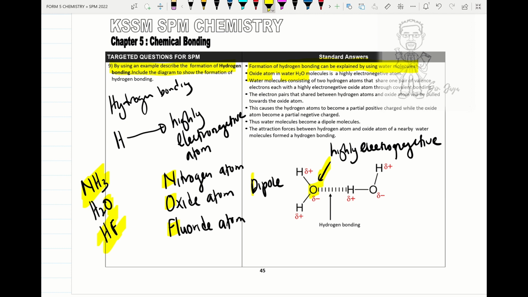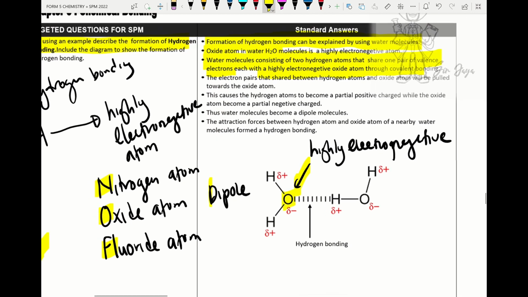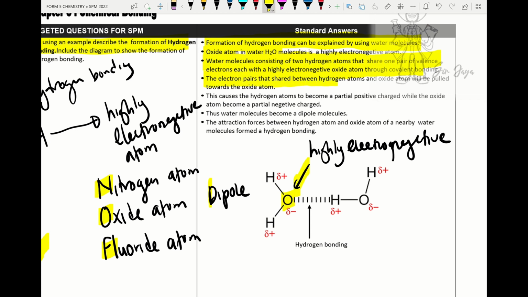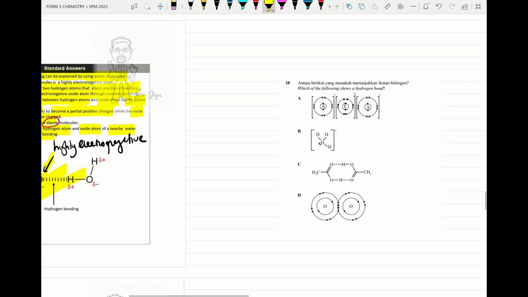All right, so next point, how to explain: the water molecule consists of two hydrogen atoms that share one pair of valence electrons each with highly electronegative atom through formation of covalent bond. The electron pair that is shared between hydrogen atom and the oxide atom, which is highly electronegative, will be pulled towards the oxide atom. This causes the hydrogen atom to become partial positive charge while the oxide atom becomes partial negative charge. Thus, the water molecule becomes a dipole molecule. All right, the attraction forces between the hydrogen atom and the oxide atom of nearby water molecule form the hydrogen bonding. So how to draw? So we draw like this. All right, so please practice on this part and do more questions.